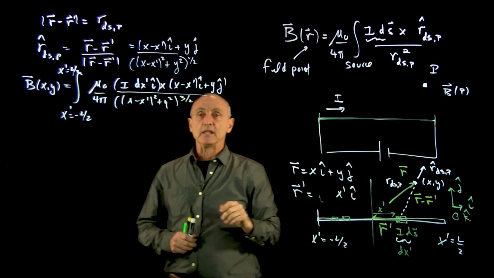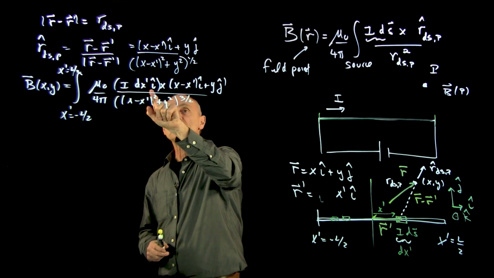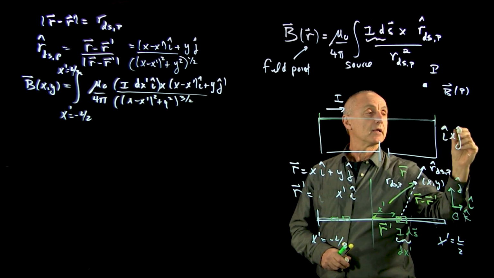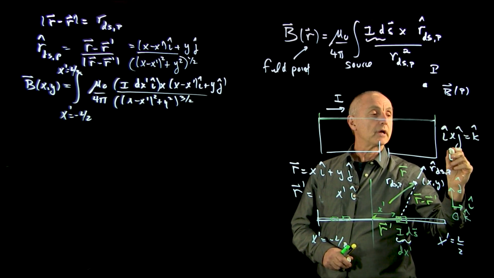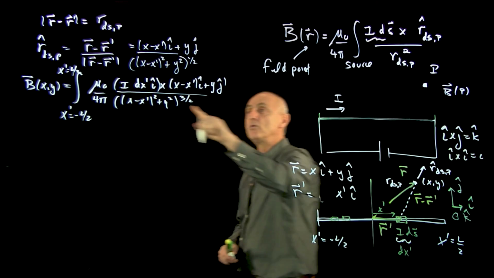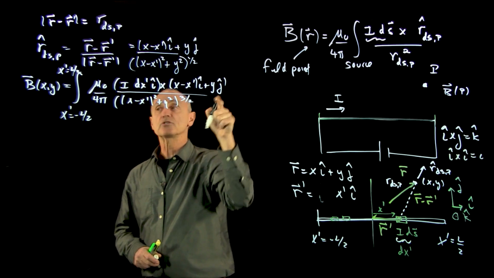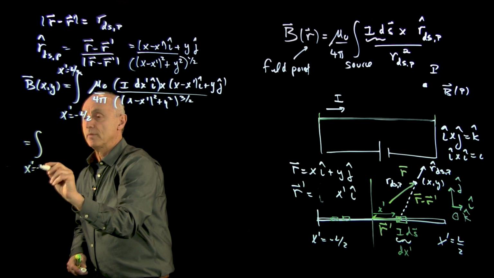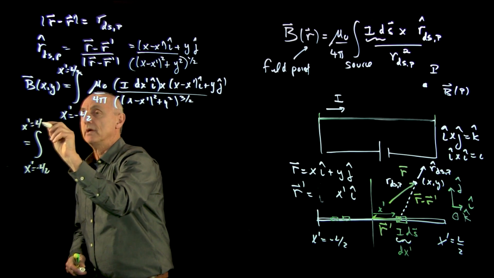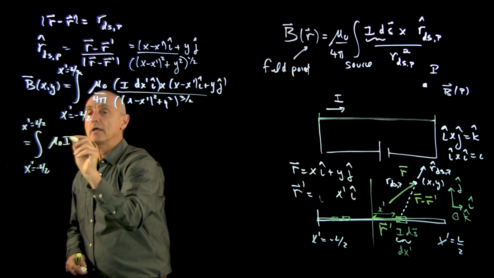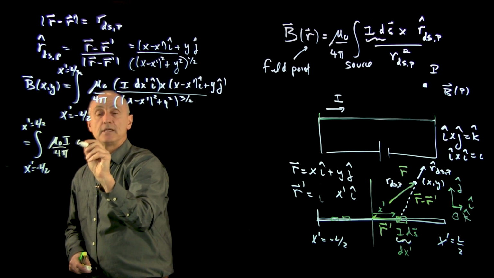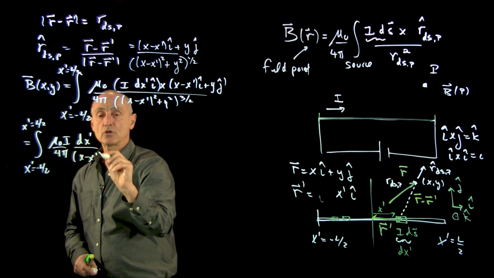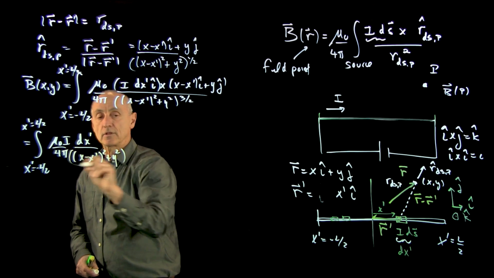Now, one of the things that we see immediately is that when we take this cross product in our coordinate system, i hat cross j hat is k hat. And of course, i hat cross i hat is 0. And so the only piece that comes in here is the i hat cross j hat. And so we get this is equal to, with x prime going from minus L over 2, a little tedious to write this out, mu naught I over 4 pi, dx prime over (x minus x prime) squared plus y squared to the 3/2.